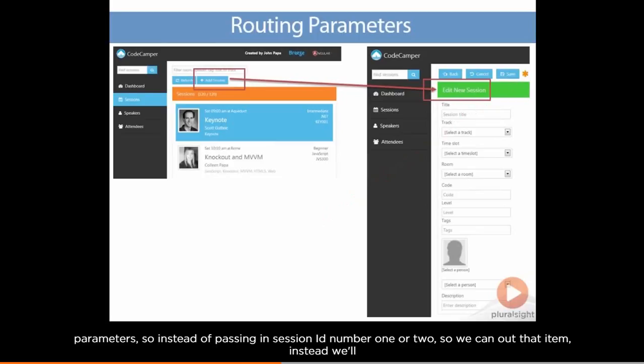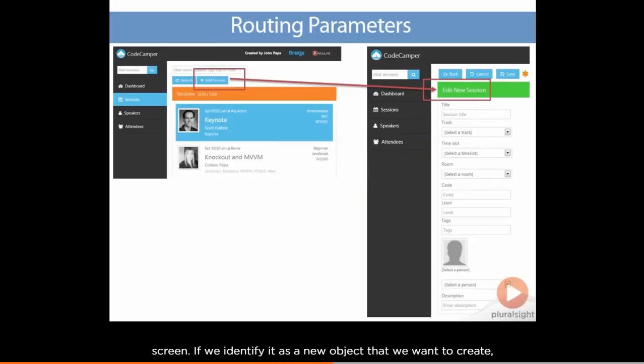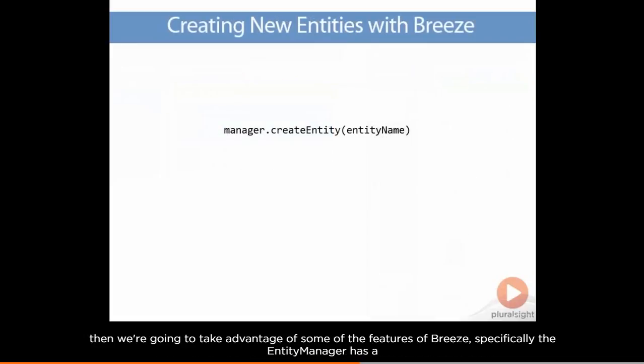So instead of passing in session ID number 1 or 2, so we can edit that item, instead we'll pass in a word like new. And we'll examine that routing parameter when we receive it on the session details screen. And if we identify it as a new object that we want to create, then we're going to take advantage of some of the features of Breeze.